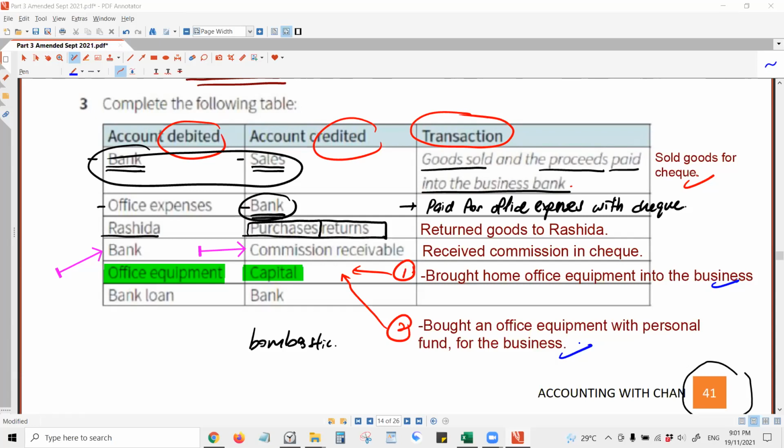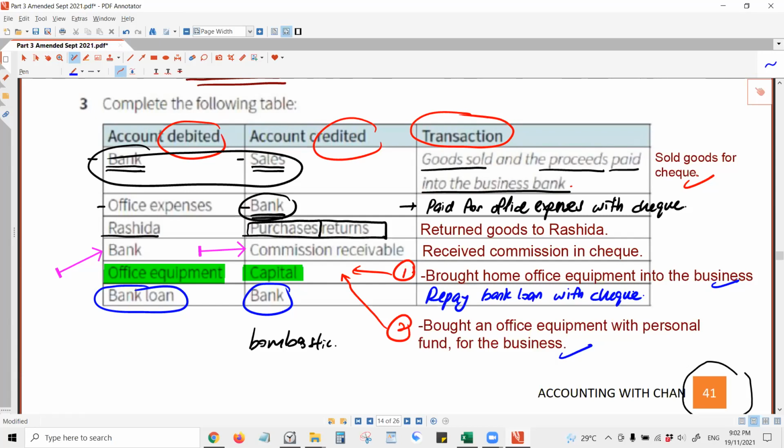Okay, let's continue. Last one. You notice that the credit bank means you are spending money from your business bank account. Spending money from your business bank account for what? The debit bank loan. It must be meaning that you use the money from your bank account to repay bank loan. So let's write together. You write repay bank loan with a check.